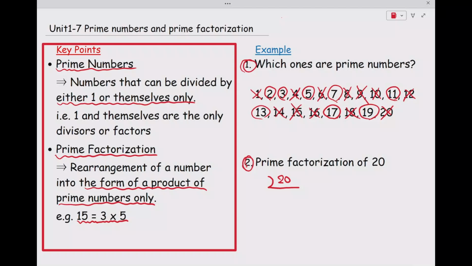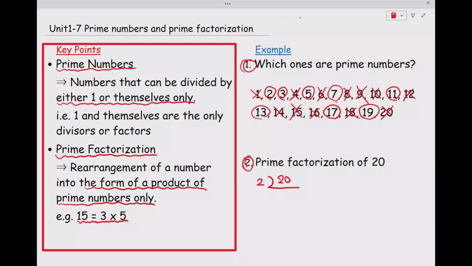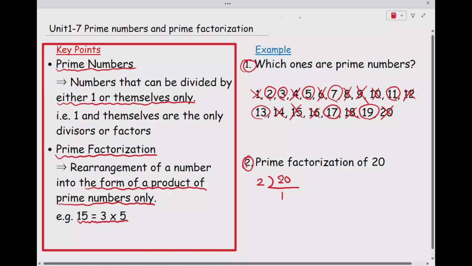20 is an even number, so it's divisible by 2. The key is to divide the number by a smaller prime number. Then, dividing 20 by 2 gets you 10, which is also divisible by 2. So, let's divide it by 2 again. 10 divided by 2 equals 5. 5 is a prime number, so we stop here.